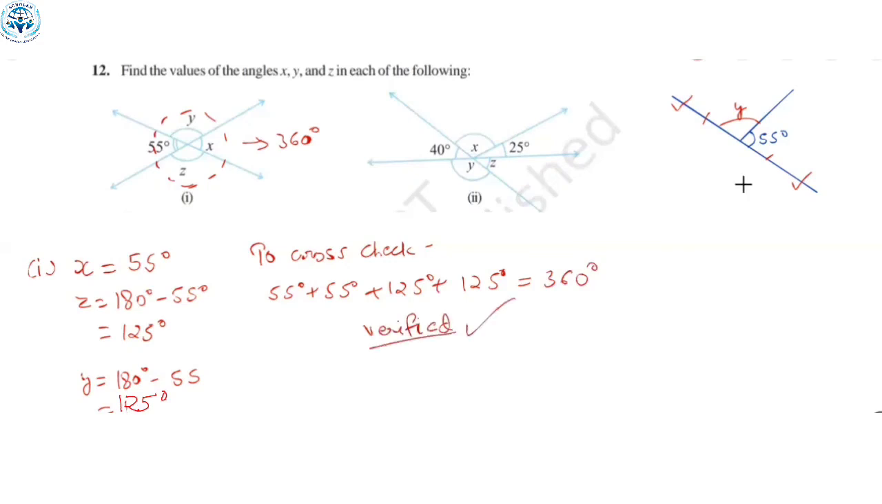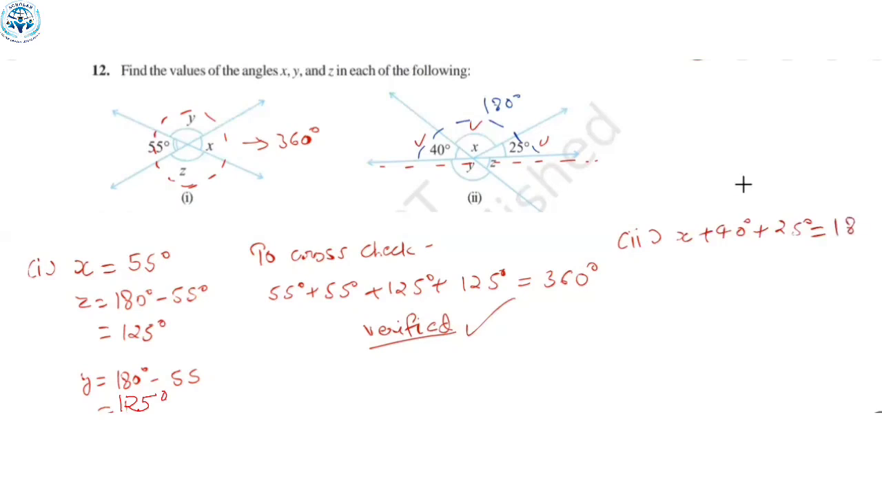Right? Okay. Now move to the next one. The next part is you have to find x, y and z. This is a straight line. The whole angle is 180 degree. The two angles are given. You can easily find the unknown angle.